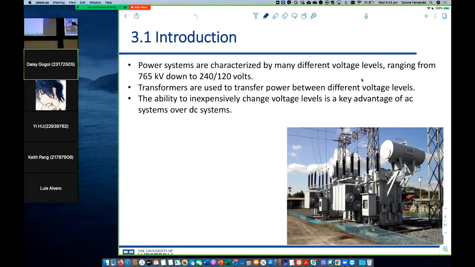Transformers are used to transfer power between different voltage levels. The ability to inexpensively change the voltage levels is a key advantage of AC systems over DC systems. That's one of the advantages, because in an inexpensive way, we can change the voltage values. And obviously, we use transformers to do that.